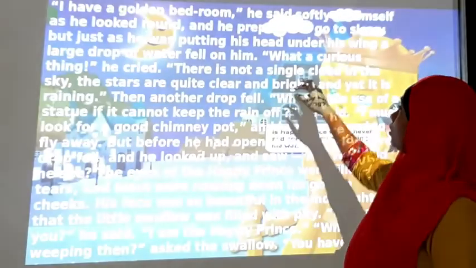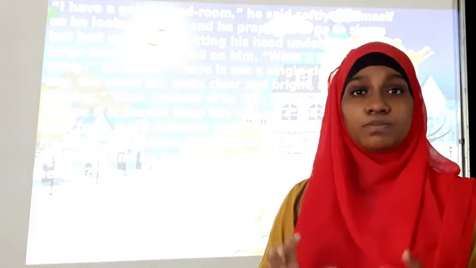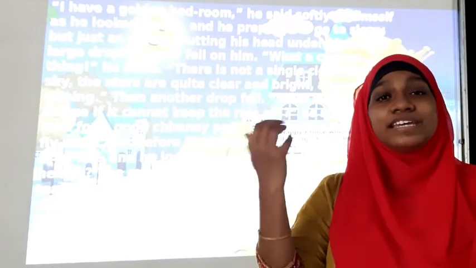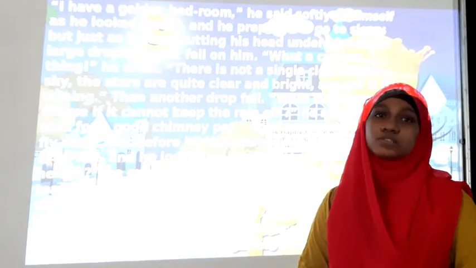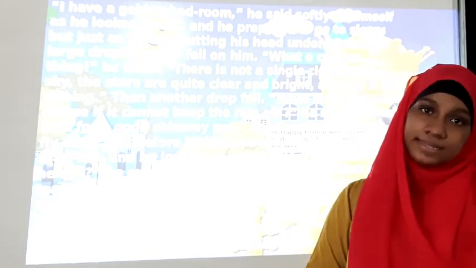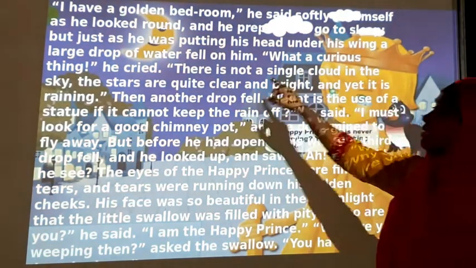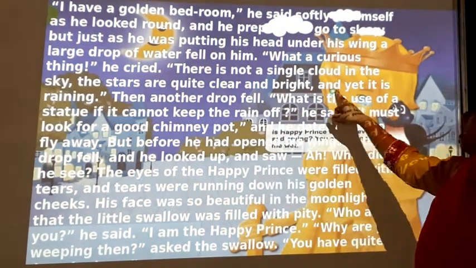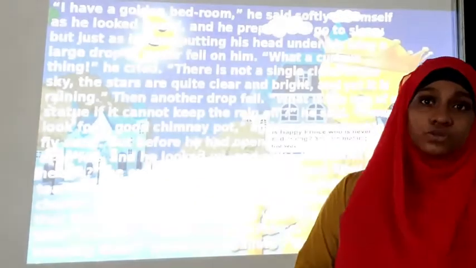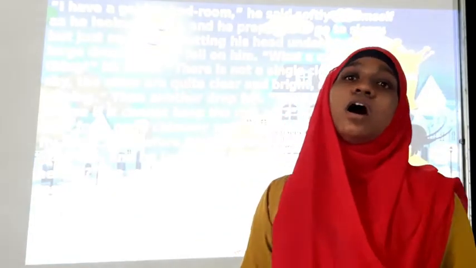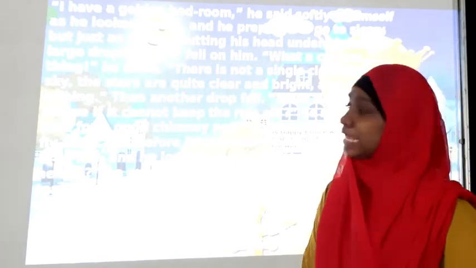Now what happened? "What a curious thing," he cried. What a curious thing means, what an important thing. Why is the drop of water falling on me? Because the city looks beautiful. There are no clouds anywhere to come as rain. So see here, there is not a single cloud in the sky. The stars are quite clear and bright, and yet it is raining. So we cannot decide that it is going to rain, because the sky is very clear. How could it be a drop of water? From where is the drop of water coming?